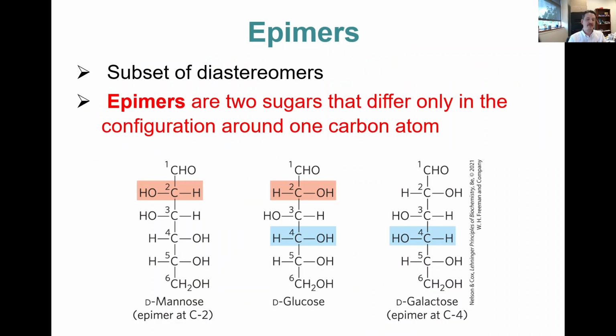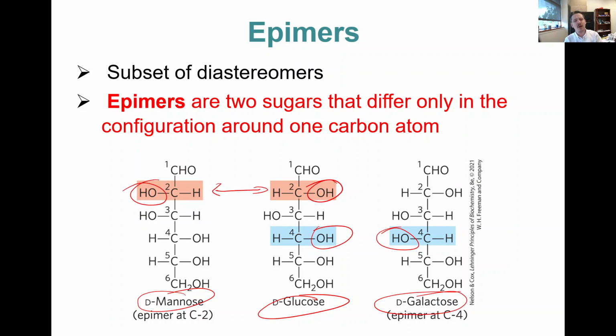So between, for instance, glucose, mannose, and galactose, these are all hexoses with 6 carbons, but you see that between carbon 2 of mannose and glucose, you've got the right-handed OH versus the left-handed OH, glucose versus mannose, and they're going to have different physical properties. Likewise, with glucose versus galactose, at carbon number 4, you've got the OH on the right versus the OH on the left.